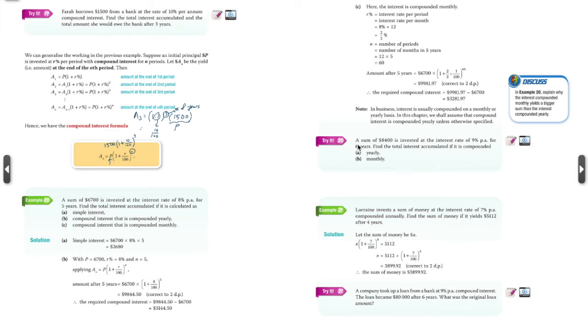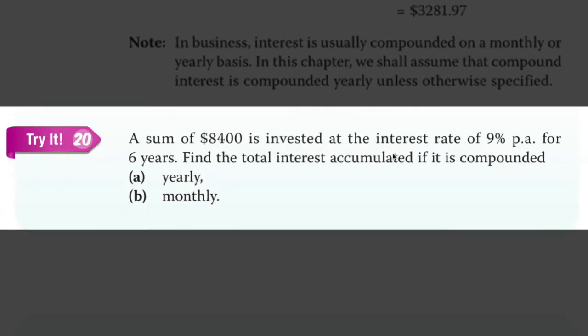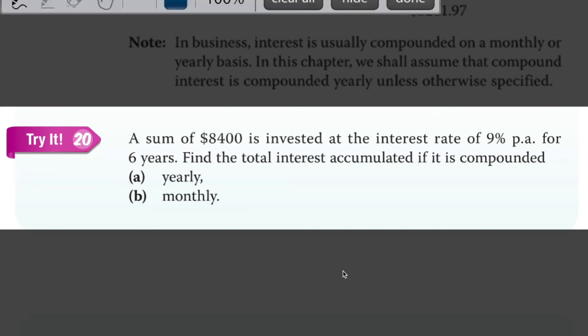If you have understood the compound interest formula, let's go to try it 20. What we have here is the total sum of 8,400 invested at interest rate of 9% per annum for 6 years, and find the total interest accumulated if it's compounded yearly versus monthly. So for 20A, suppose it's compounded yearly at the end of 6 years.